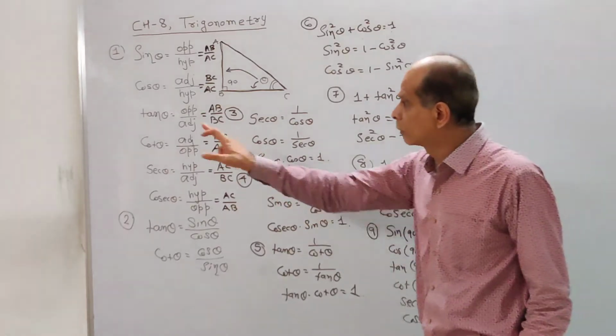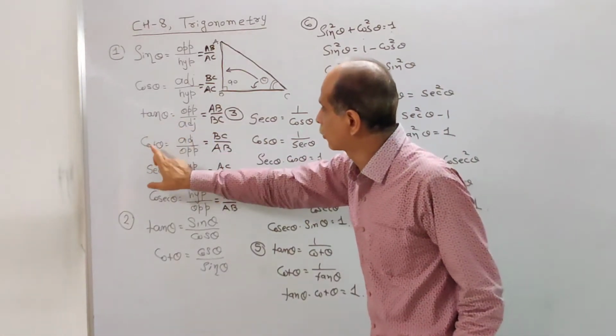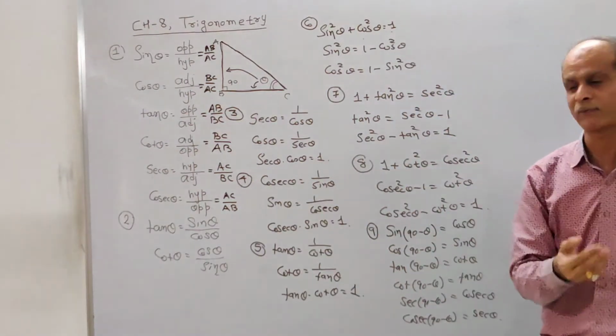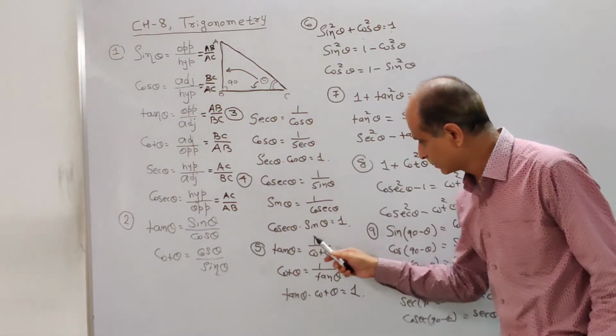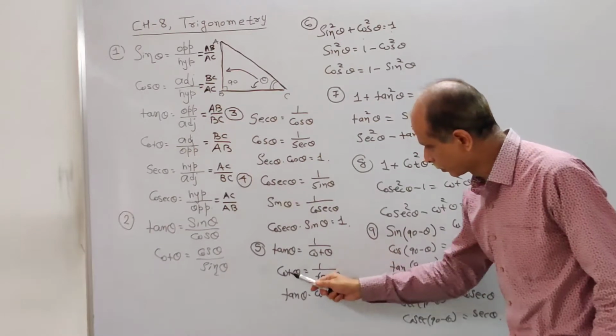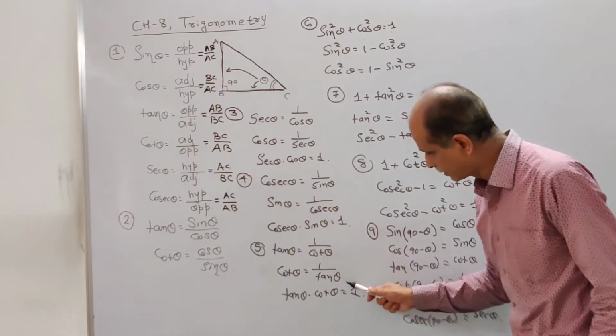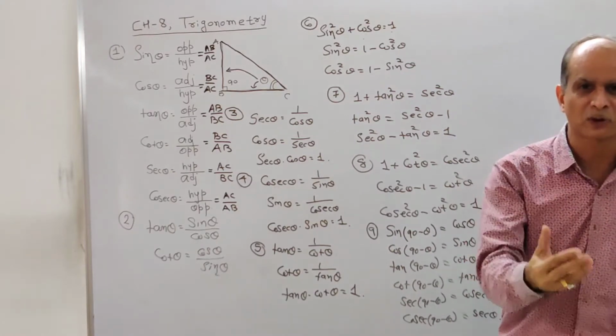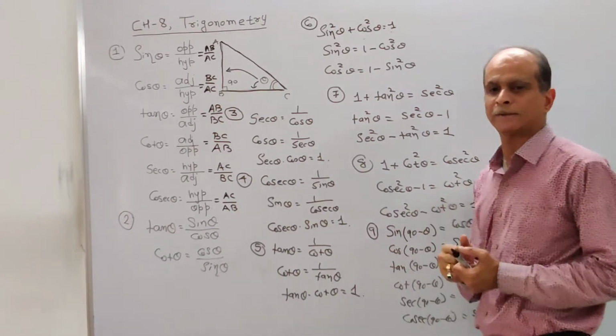We have also concluded one thing, that is tan theta and cot theta are inverse of each other, and that's why we have prepared one another formula. Tan theta is equal to 1 upon cot theta, cot theta is equal to 1 upon tan theta, and that's why we can say tan theta into cot theta is equal to 1.